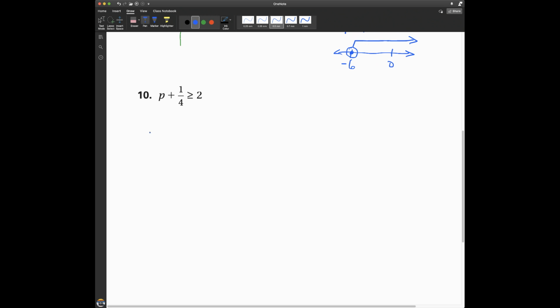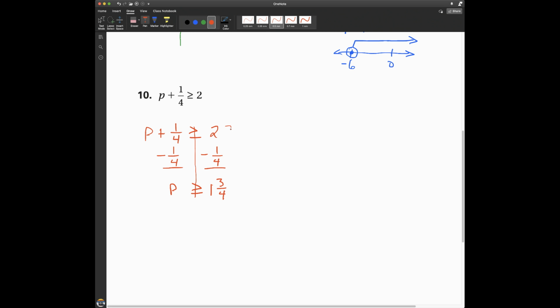Number 10. Let's write the problem down. I have p plus 1/4 is greater than or equal to 2. Again, following what I learned in chapter 3, I know I need to subtract 1/4 from both sides. So p is going to be greater than or equal to, well, if I have 2 and I want to subtract 1/4, that's just going to leave me 1 3/4. So that's one way to look at it.